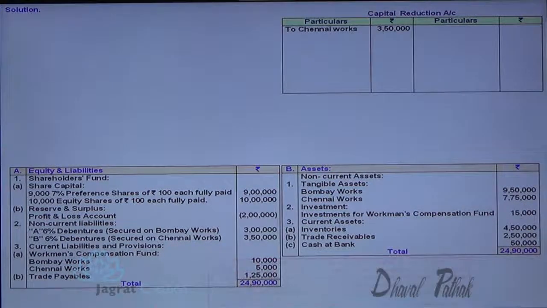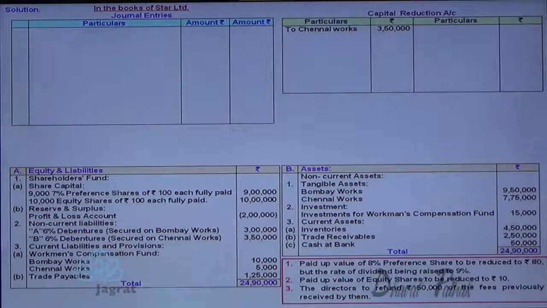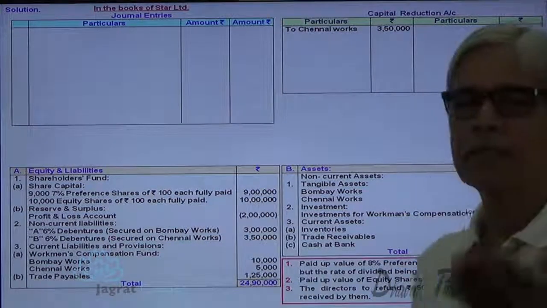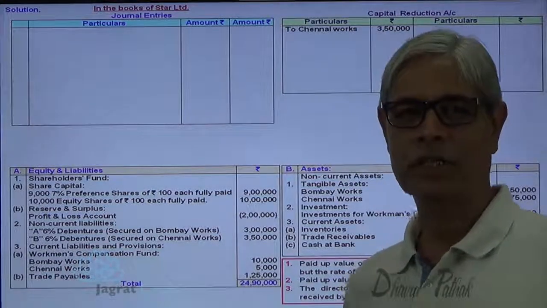Now I continue with the sum as it is. Adjustment number 1, 2, 3. Paid up value of 8% preference shares is to be reduced to ₹80. But the rate of dividend is raised by 9%. So 7% preference shares are given 8% preference shares under the capital reduction scheme, under the internal reconstruction scheme.